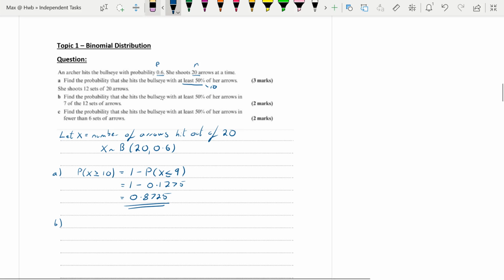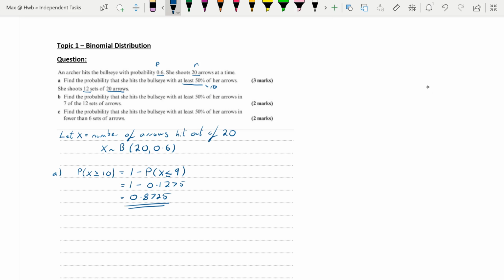Now for the next bit, I get told an extra bit of information: she shoots 12 sets of these 20 arrows. So I'm looking at a new distribution now. I'm not looking at the number of arrows they hit; I'm thinking about the number of sets. I want to find the probability that she hits the bullseye at least 50 times, which I've just done, of her arrows in 7 out of 12 sets. So I've got to write a new distribution here. That's what's important for me to do.